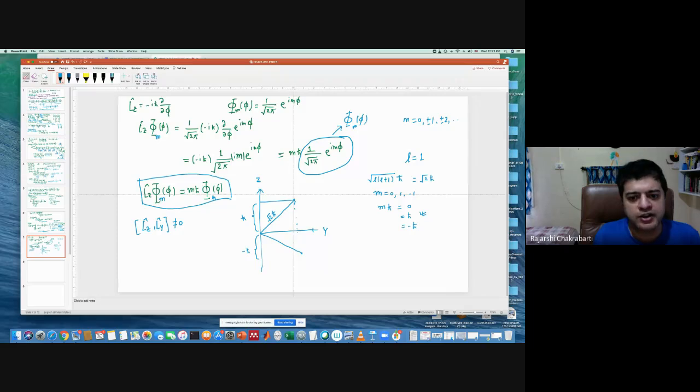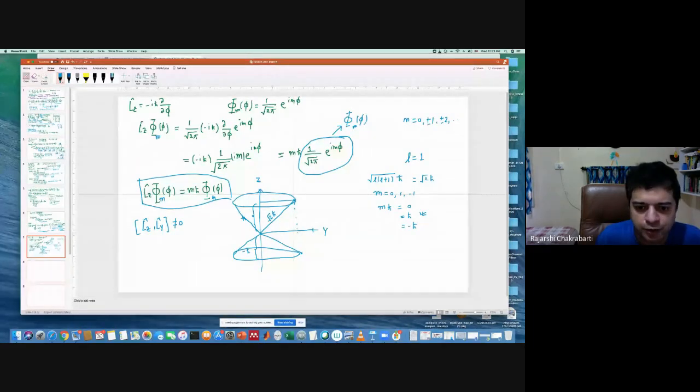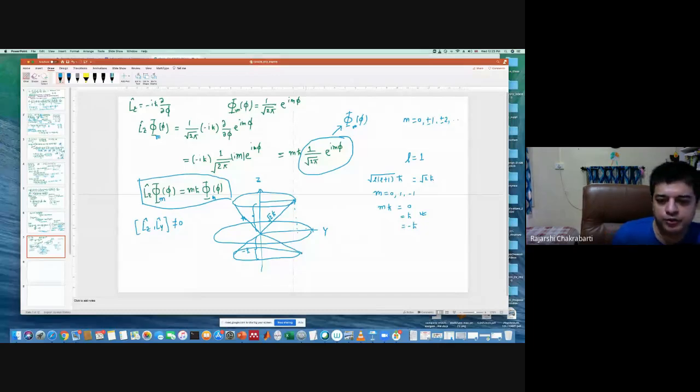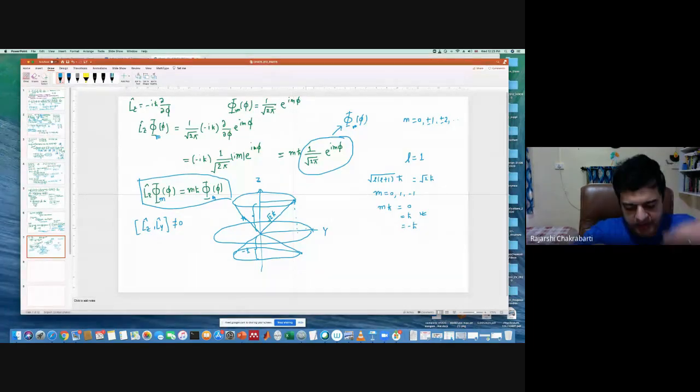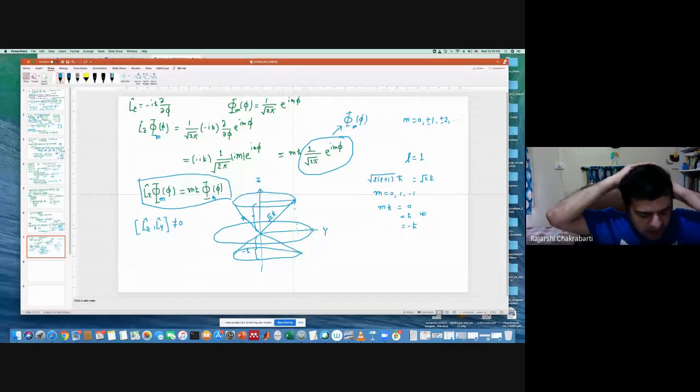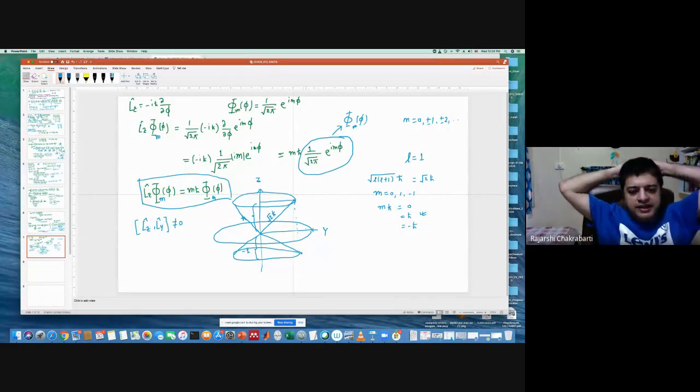So then what should I do? I should draw a cone like this. And the same thing I should do here also. I should also have a cone like this, because they don't commute. And similarly, for m equal to 0, on the xy plane, I should also have something like this. You must have seen this picture in books. And these cones, and the circle on the xy plane, this is a flat cone on the xy plane. These things come because of the fact that Ly and Lz in this case don't commute.